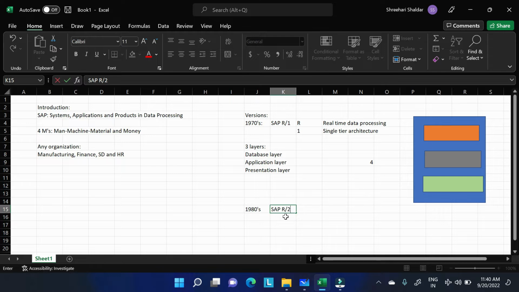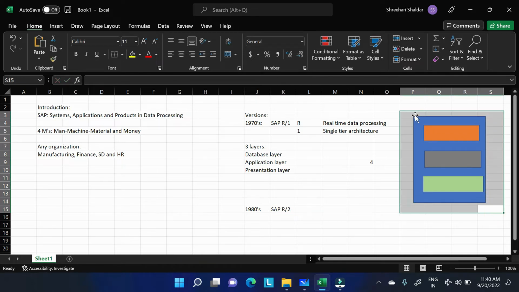Here R means real-time data processing or real-time integration, and the 2 refers to two-tier architecture. What is this two-tier architecture? Here you have one server. A server is involved over here, and we'll consider it by taking this example.